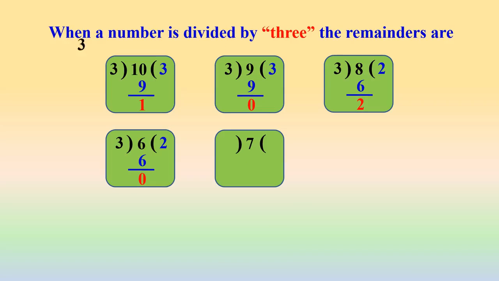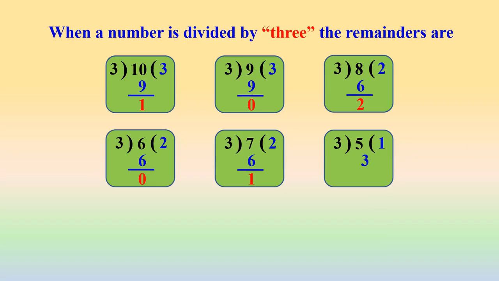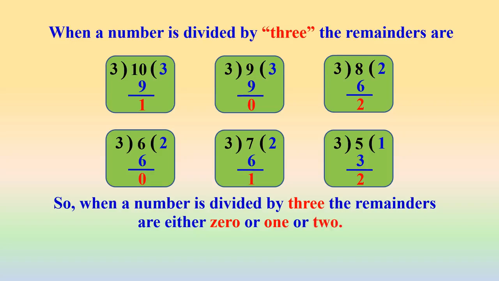7 by 3, 3 2s are 6, 7 minus 6, 1 is the remainder. 5 by 3, 3 1 is 3, 5 minus 3, 2 is the remainder. So when a number is divided by 3, the remainders are either 0 or 1 or 2 from the above examples. We note this as 0 less than or equal to remainder less than 3.